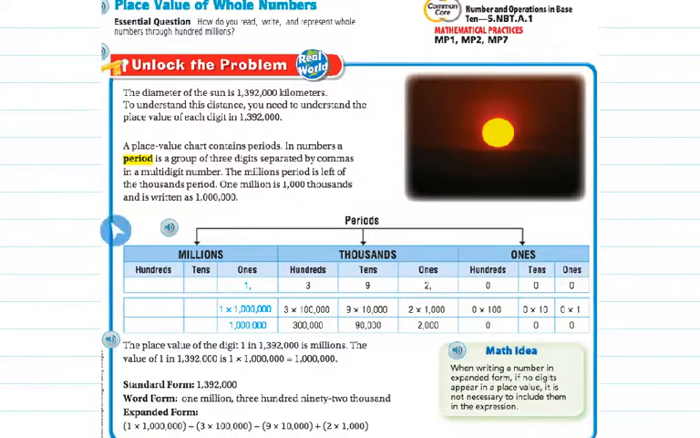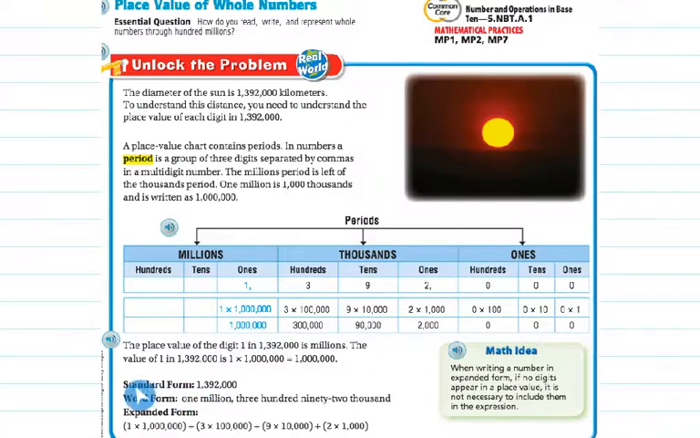So we look here at our place value chart and we say that there is the ones period, the thousands period, and the millions period. And within each period we see that there is a ones, tens, and hundreds column. So we're going to start down here where it says the place value of the one digit in 1,392,000. The value 1 is in the ones place of the millions period. So a way that we represent that is 1 times 1 million. So the factor 1 times the second factor of 1 million equals the product of 1 million.